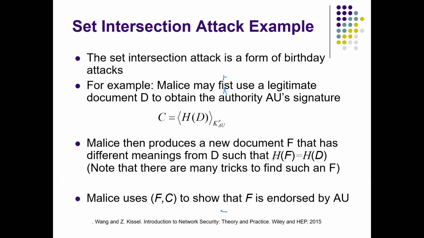But we're going to show that they will have the same hash value. Then Malice can use this C as a signature for F. Now we are going to see how this can be done. For D, how can we find F using a set intersection attack?